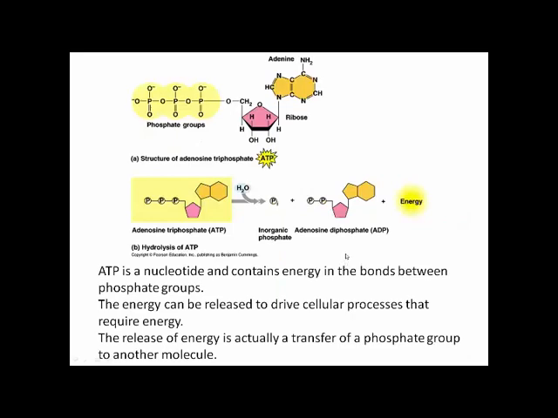ATP is the energy currency of the cell. We take in all kinds of energy-rich molecules like carbohydrates and fats. We don't generate a lot of energy from proteins, but we certainly take in enough carbohydrates and fats to fuel our cells and keep ourselves alive.